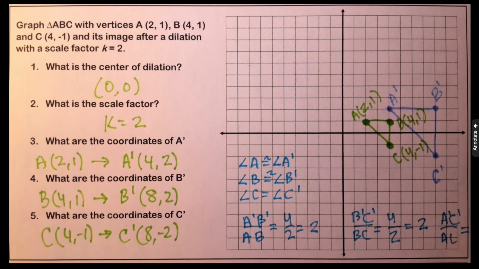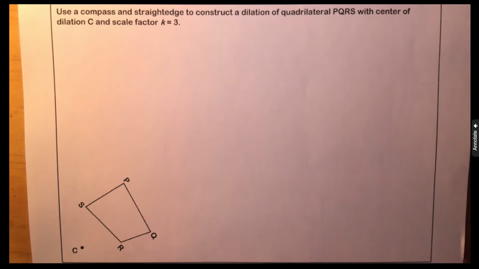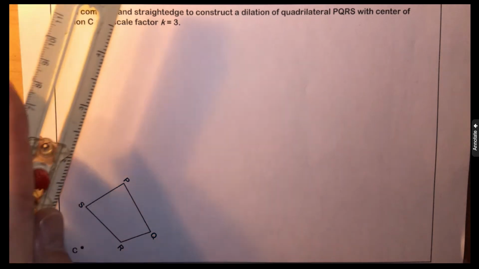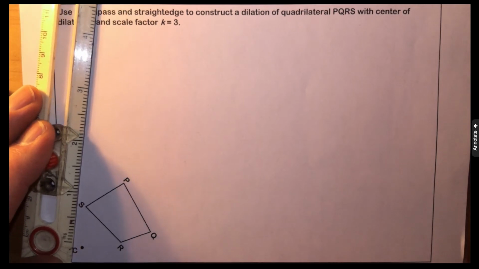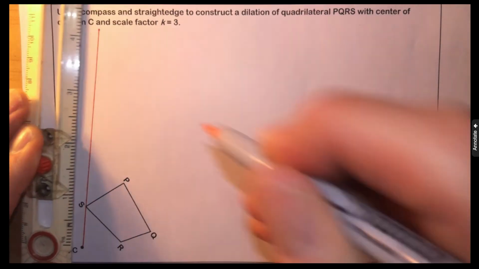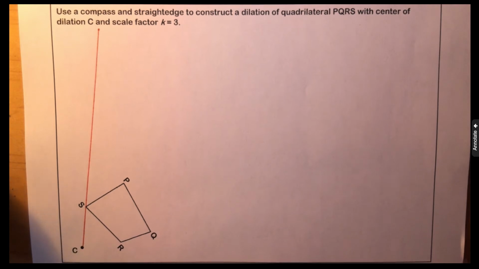Use a compass and straight edge to construct a dilation of quadrilateral PQRS with center of dilation C and scale factor K equals 3. Now we're going to use the mathematical tool compass and straight edge instead of graph paper in order to dilate this quadrilateral. So to start with, we're going to draw a line that passes through C and S. And because the scale factor is 3, we need to make the distance from C to S prime so that the scale factor is 3.